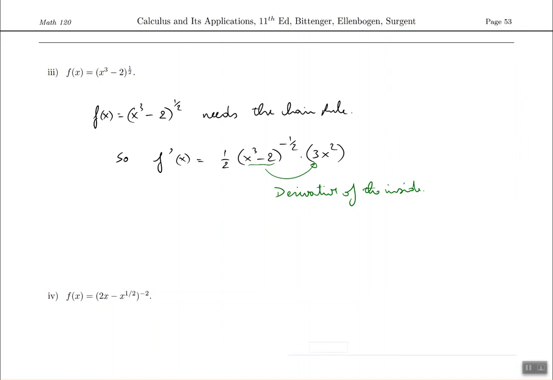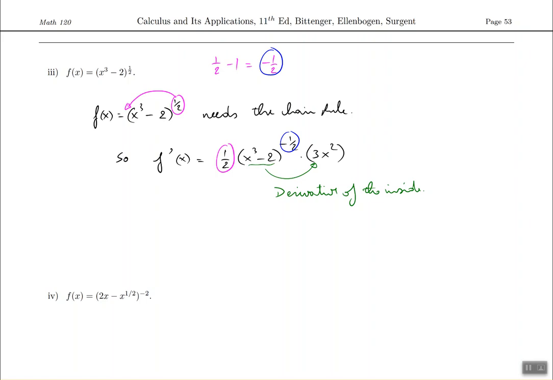So again, the f of x in this problem needs the chain rule. So the f prime of x will be, again, the same style as before. Take the 1/2 and bring it to the front, and that's how you get the 1/2. Then subtract 1 from the original exponent. The original exponent used to be 1/2. If you take away 1, you get negative 1/2. That negative 1/2 goes now in the power. And once you finish doing everything, you find the derivative of the inside part. And the derivative of the inside in this case is going to be the derivative of x cubed minus 2, which is 3x squared.